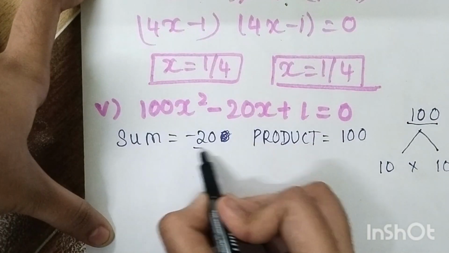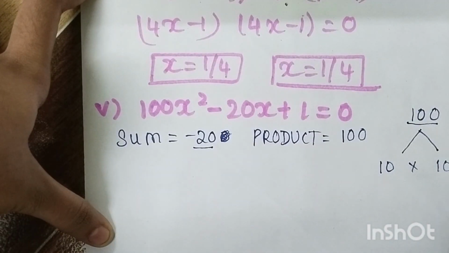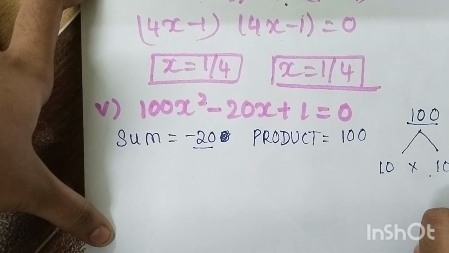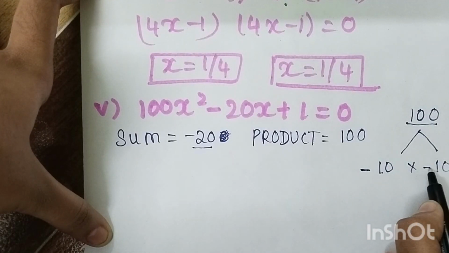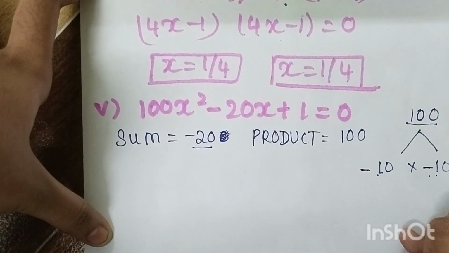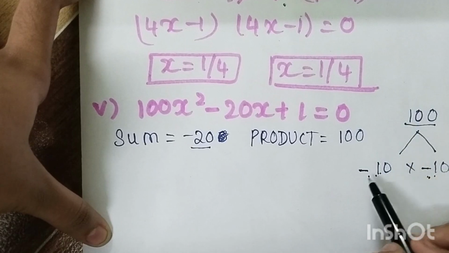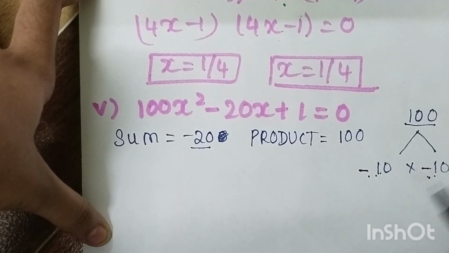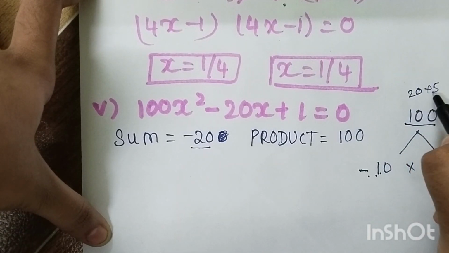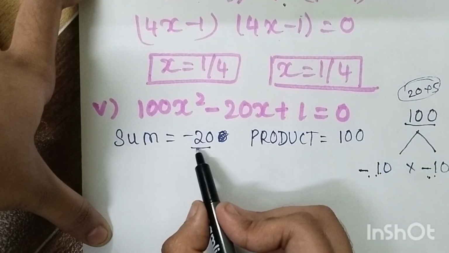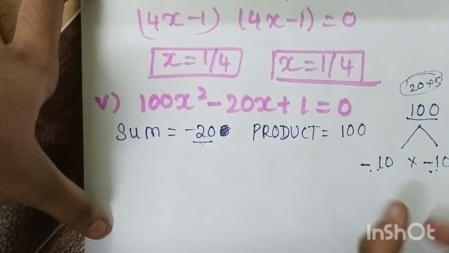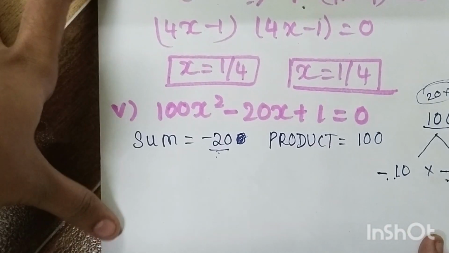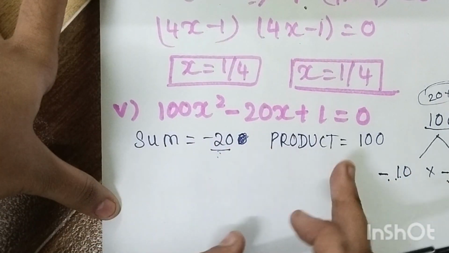My sum is −20. 10 plus 10 is 20, but here minus is there, so I have to put minus to both the 10s. So −10 and −10 is −20, and if I multiply −10 and −10, I'll get +100, because minus into minus is plus. We can also write 20 into 5, but it does not satisfy our sum rule. So we are going with this set of numbers. You have to do some trial and error in this so that it satisfies both product and sum rule.